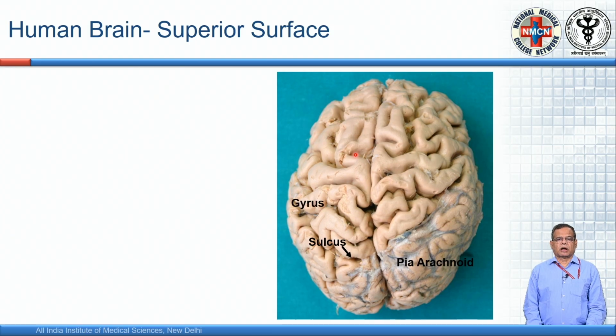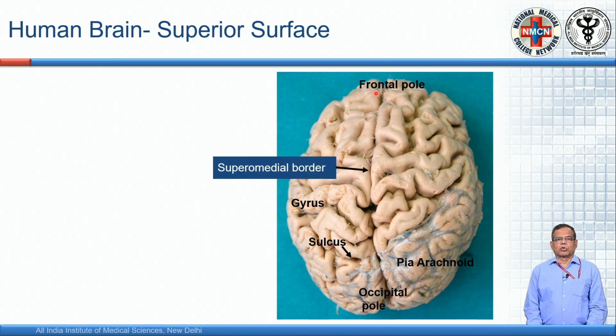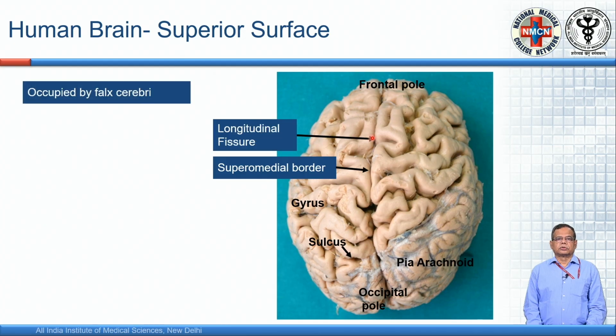The elevations are called the gyri. Sulci and gyri are formed due to unequal growth of the brain and the cranial cavity to accommodate the enormous growth of the gray matter. Supromedial border separates the medial from the lateral surface of the brain. The fissure or the depression between the two hemispheres is called the longitudinal fissure, which is occupied by the falx cerebri.